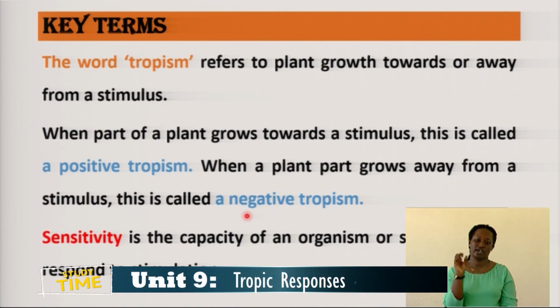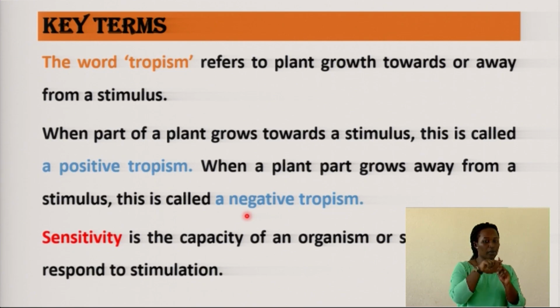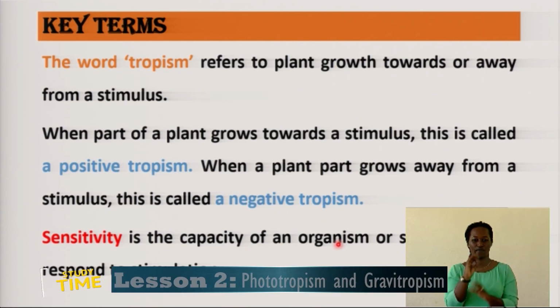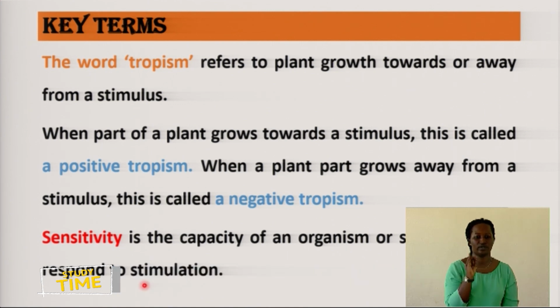That means you must know what tropism means. It is plant growth towards or away from the stimulus. We can have positive tropism. We can also have negative tropism. Then there is also the term sensitivity. That is the capacity of the organism or sense organ to respond to stimulation. Like we have said, the ability of the organism to respond to the stimulus.